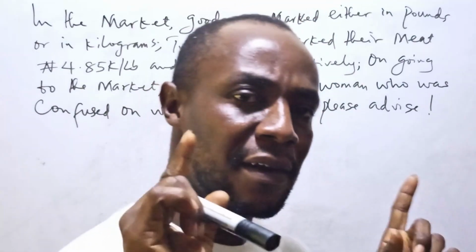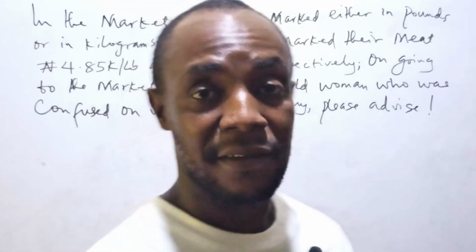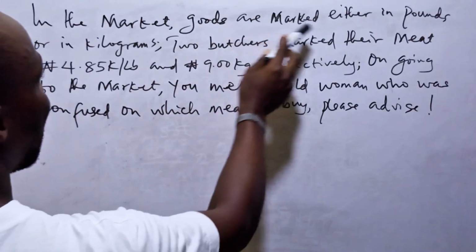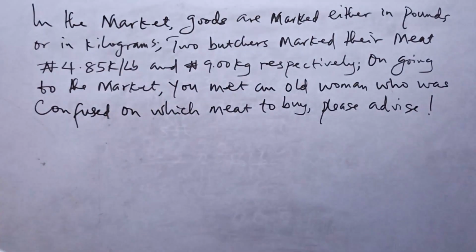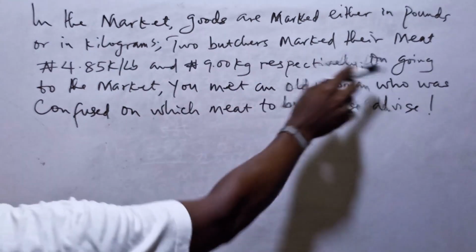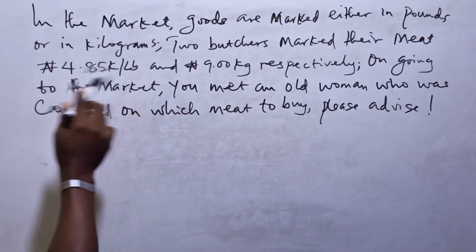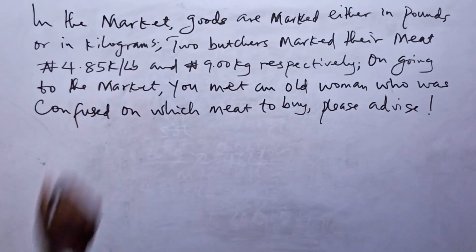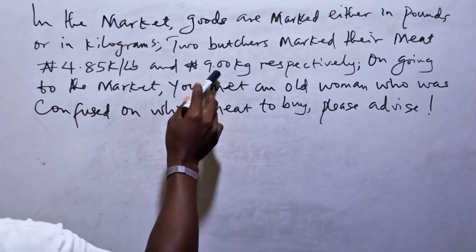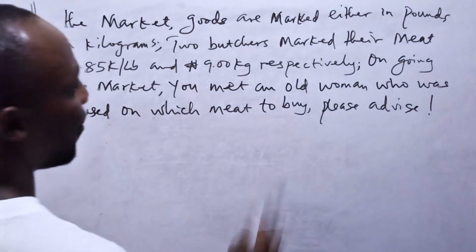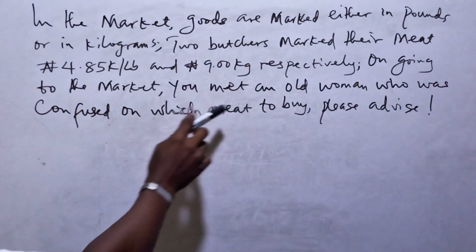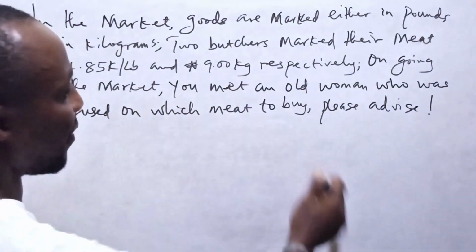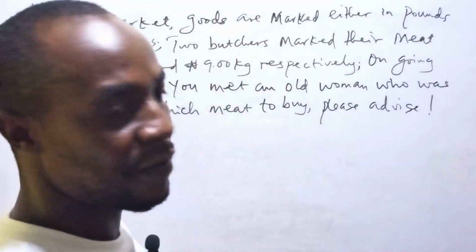Today we have a very sensitive and practical problem. In the market, goods are marked either in pounds or in kilograms. There are two butchers who mark their meat. The first one marked his meat at 4 naira 85 kobo per pound, and the other one 9 naira per kilogram, respectively. On going to the market, we met an old woman who was confused about which meat to buy. Question is, please advise. How would you advise this woman?